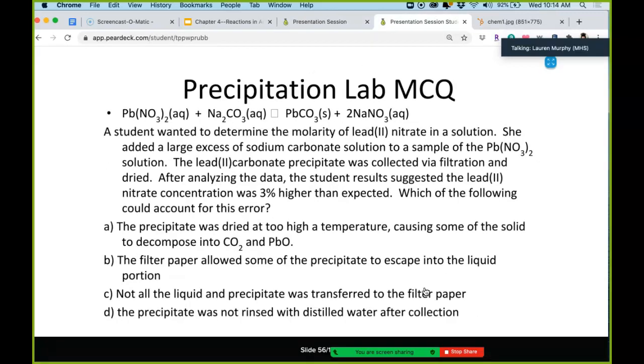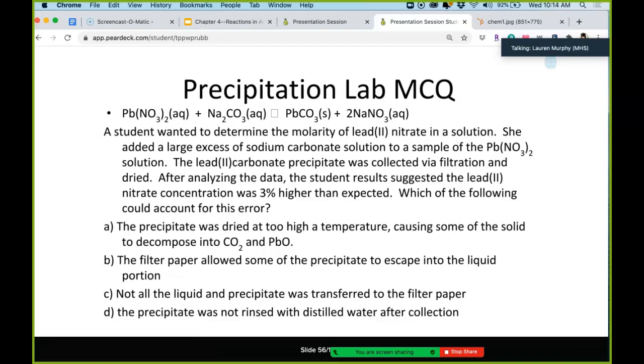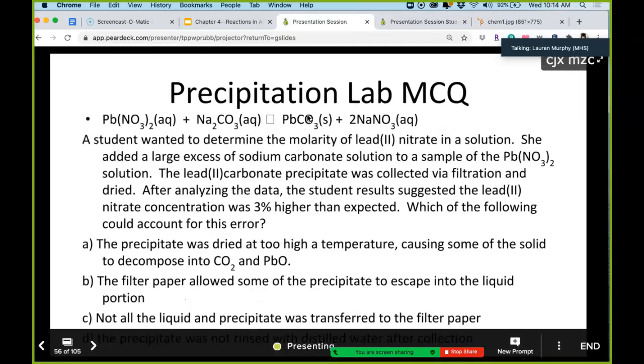The precipitate was not rinsed with distilled water after collection. Now, why is it D? Does anybody know what not rinsing it can do? It can cause an artificially high number for precipitate, which would in turn make you assume you had a higher concentration of lead 2 nitrate. But why?